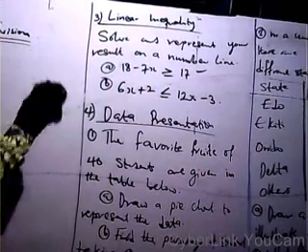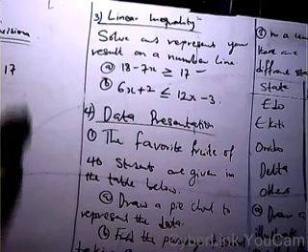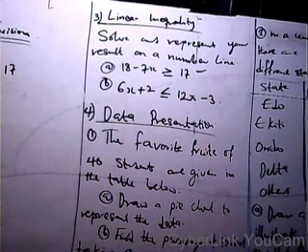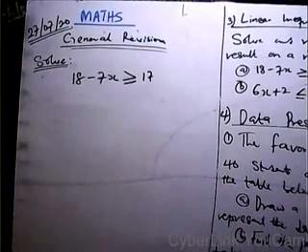You have to solve and represent on a number line. So I'm taking 18 minus 7s greater than or equal to 17. That's all I'm taking. You take the other one.